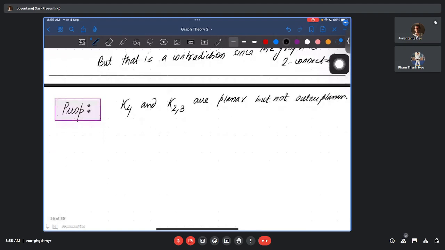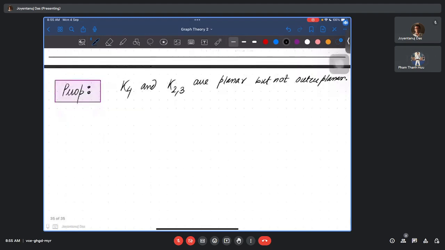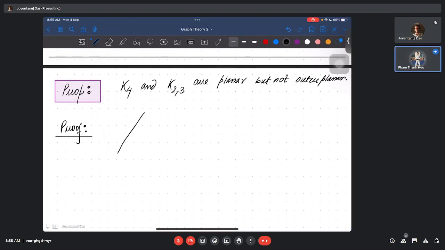The thing is, we know that this is planar because we can always have a planar embedding of K4 and K23. So planar is not a problem, but we have to show that it is not outer planar.